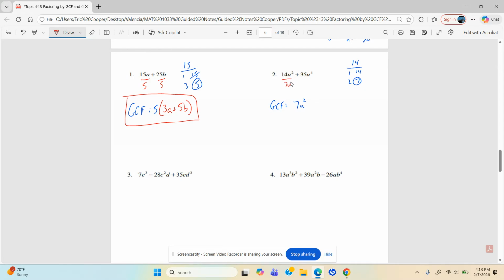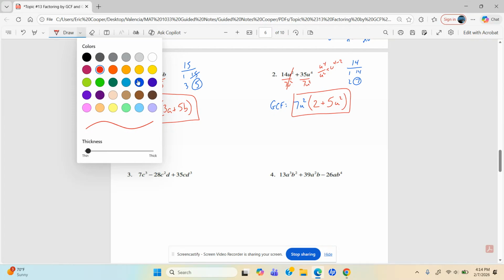I'm going to divide both terms by 7u2. I'm going to divide the numbers, and I'm going to subtract the exponents. 14 divided by 7 is 2. u2 divided by u2 is 2 minus 2, which is 0. So those cancel. 35 divided by 7 gives me 5. u4 divided by u2. Again, that's the same as really doing u4 minus 2, which would give me u squared. So this would be my factored out answer.